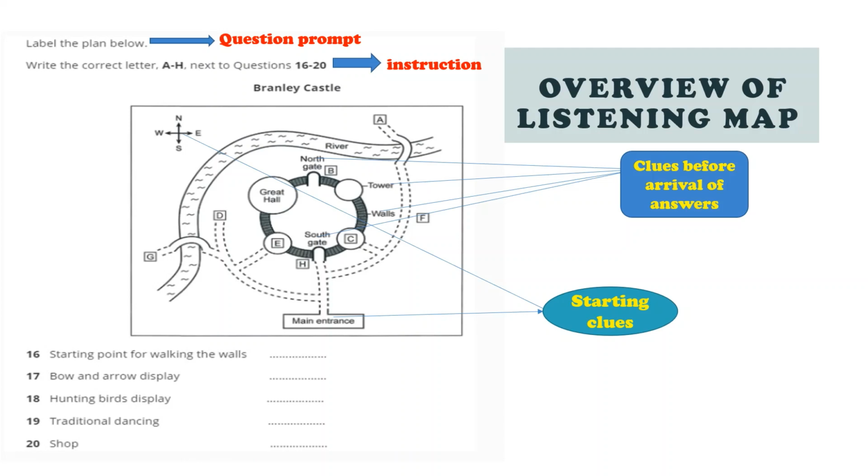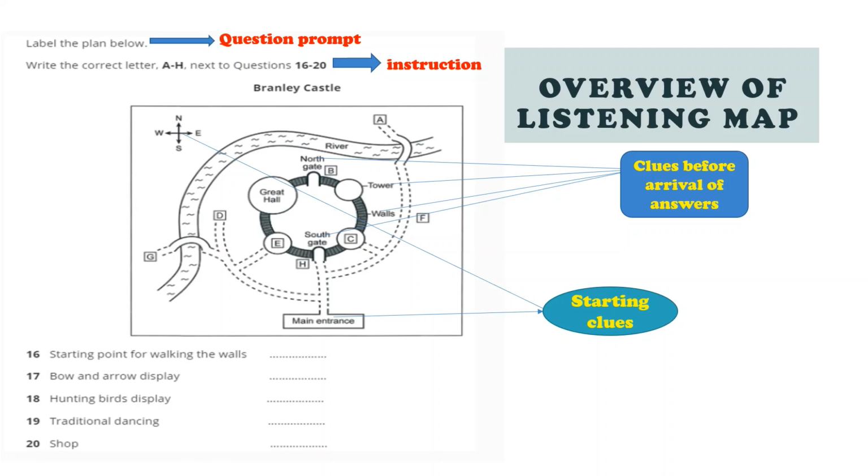Okay, so first, the overview of the listening map. This is how our map will look. You'll be given a plan, mostly a building, a hospital, a college, or any area, that shows different locations of different things, like where is the cafeteria, where is the library, where is the nurse home, where is the operation theater, or in a park, where are the chairs and the benches and the lake. So you will have different types of map labeling to show you the area.